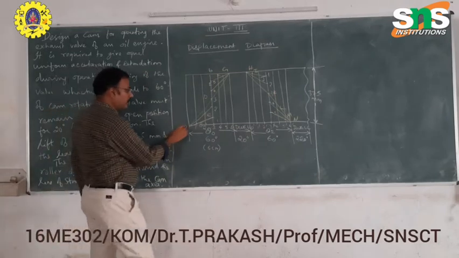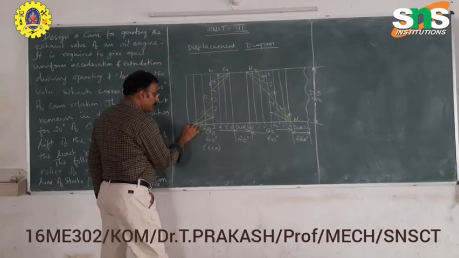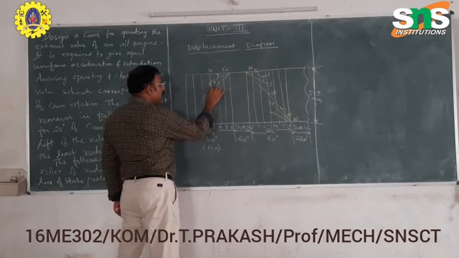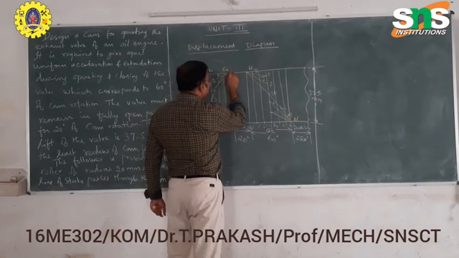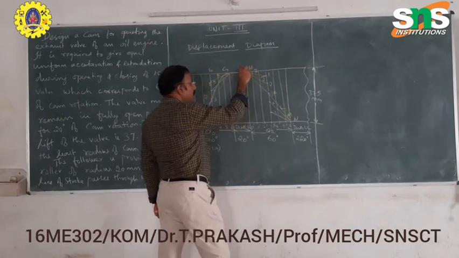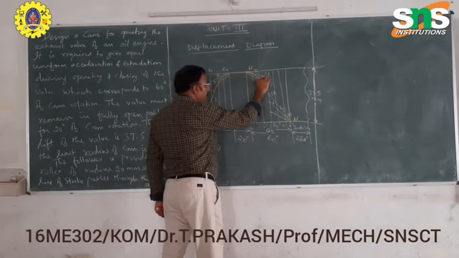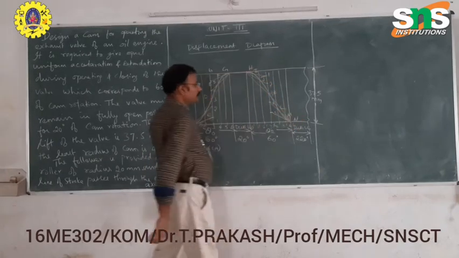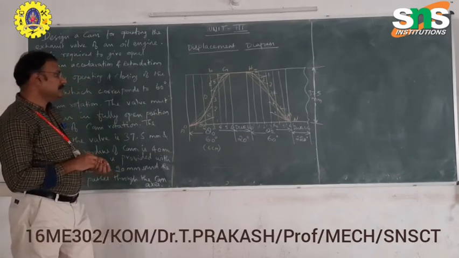Then you join all the points with a smooth curve. You start with the A point, B, C, D, E, F, and you connect with the H. It is our dwell period. Then you join H, I, J, K, L, M, N. It is our required uniform acceleration and retardation displacement diagram.